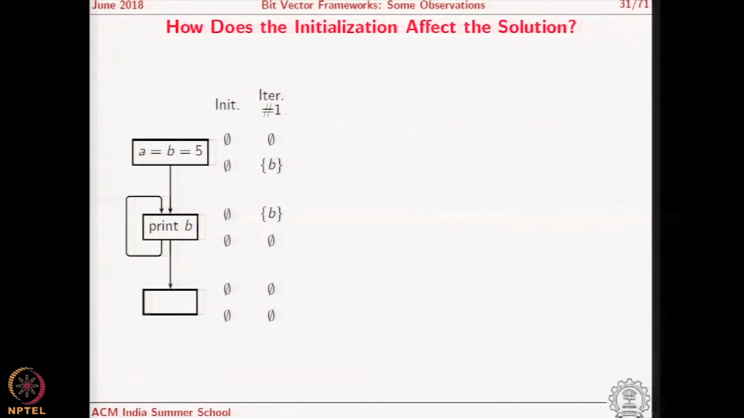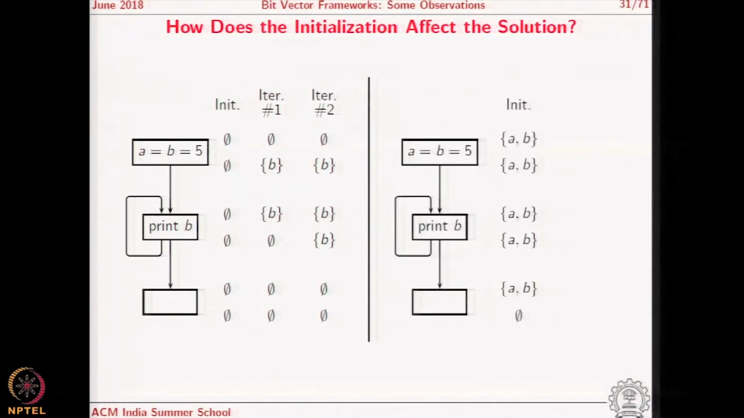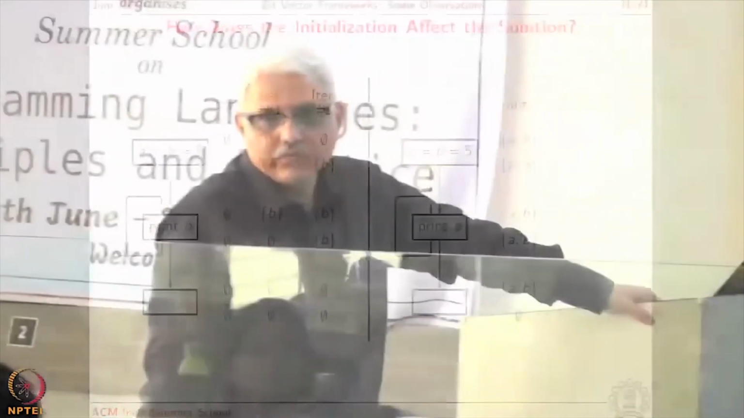Now, we recompute the values. We once again begin with this and we have B. Now, this B becomes live. This is the solution that we get with the initialization of the empty set. Instead, supposing we use the initialization AB, the universal set, as our initialization. What do we get? What is the final solution that we will get?